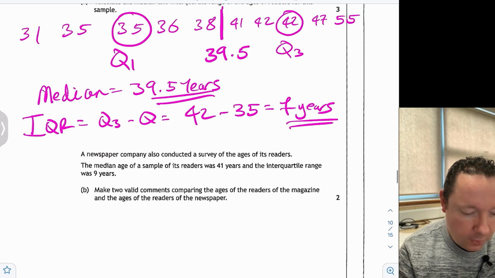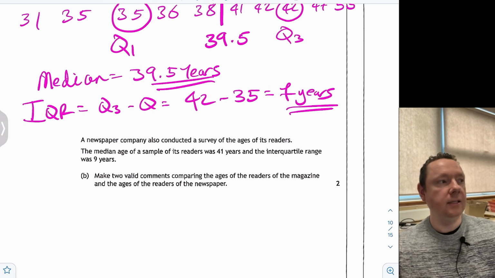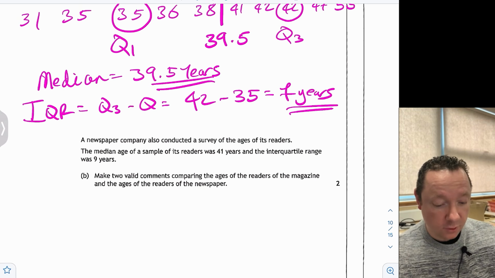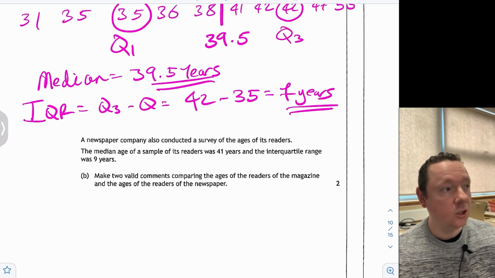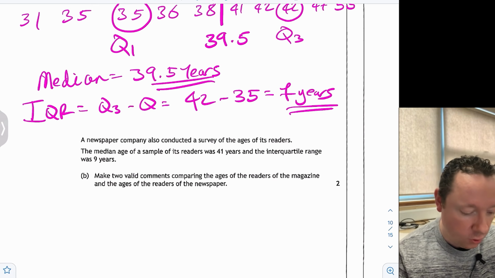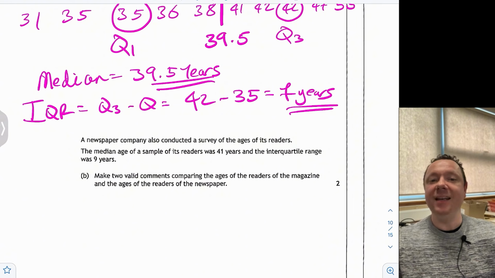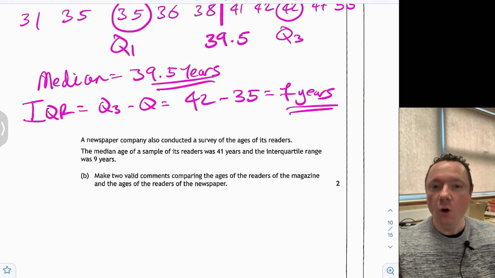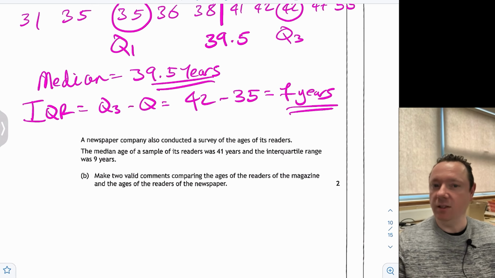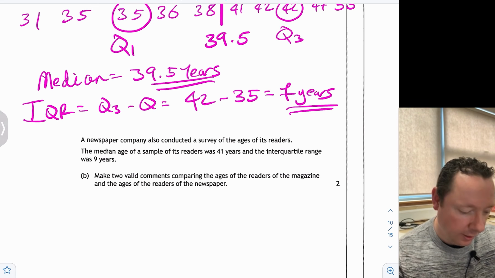Okay, part B is going to be a statement question. It's going to say to us, the newspaper company conducted a survey of the age of its readers. The median was 41 and interquartile range was 9. Make 2 valid comments. So if you're comparing the median, it's just the same as comparing the mean. It's on average is your key words. And if you're comparing the interquartile range, that's the same as standard deviation. It's about variation in the age.